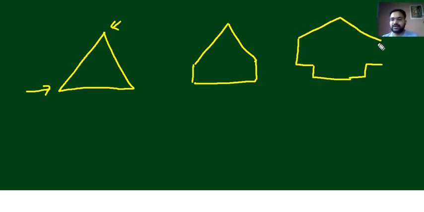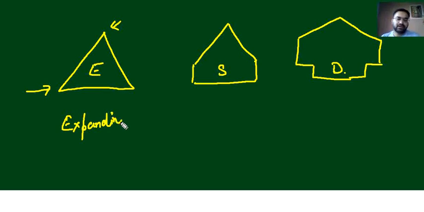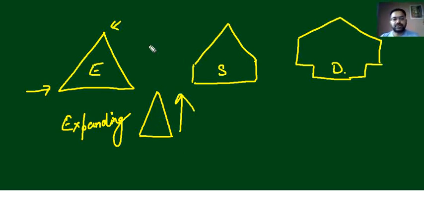So basically, if we observe these three structures, the broadest base is seen in the expanding and stable, right? And the narrowest base is seen in the declining type. So sometimes students ask that when we say the population is expanding, this structure doesn't seem to be expanding here. It is getting narrower and narrower. So this concept today we are going to clarify here.